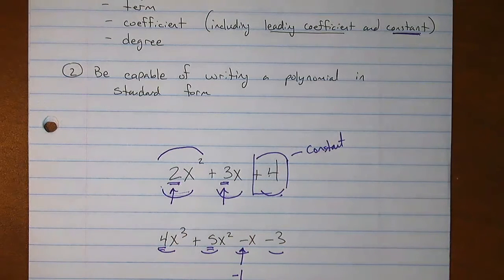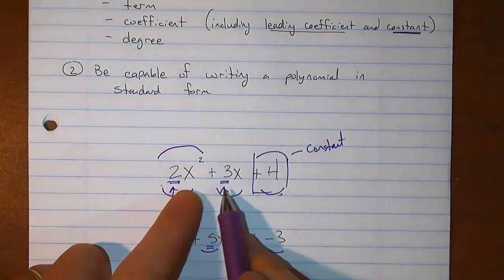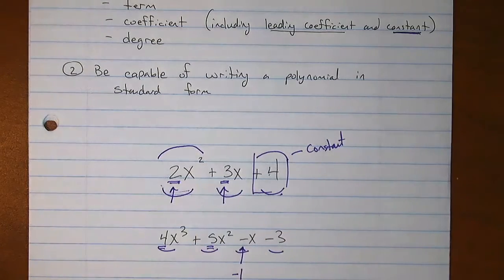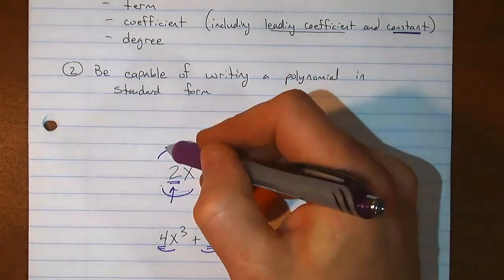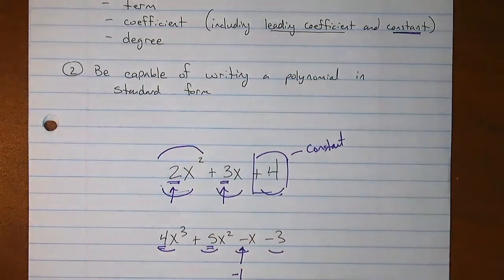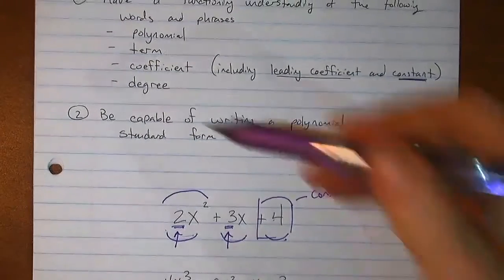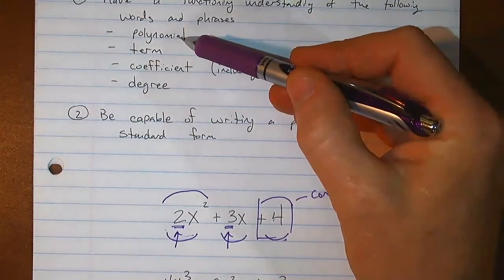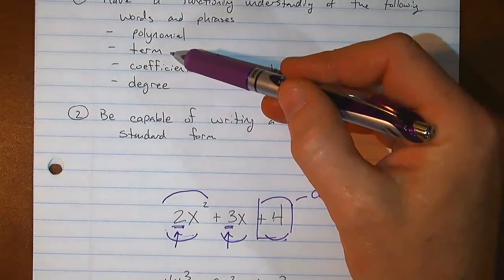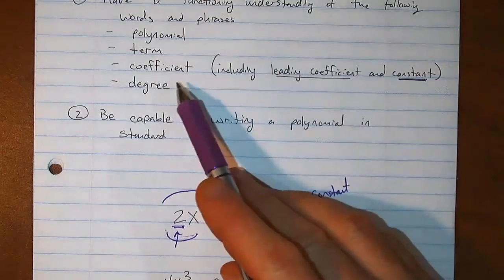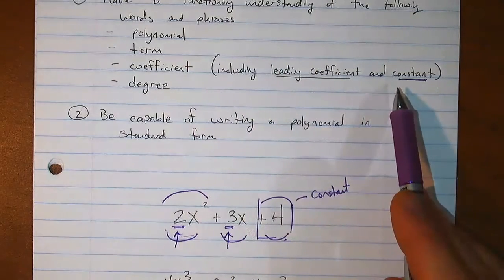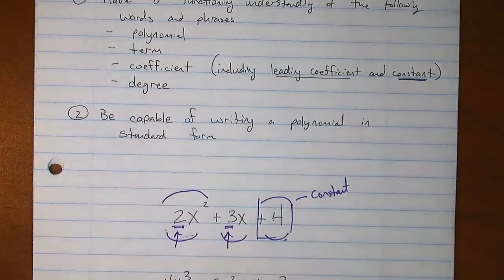In this case, or in all these cases, the constant is the number that does not have a variable associated with it. The coefficients, on the other hand, do have variables that go with them. And the coefficient that comes first is called your leading coefficient. Okay, so that takes care of polynomial. It takes care of terms, the things that are being added or subtracted. It takes care of coefficients and constants. Last but not least, we have the degree.